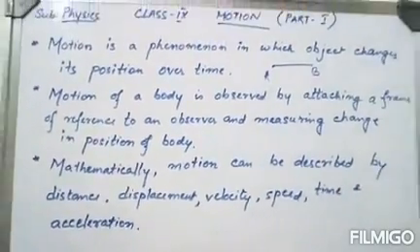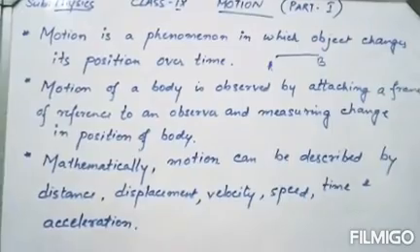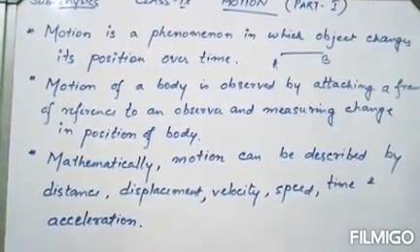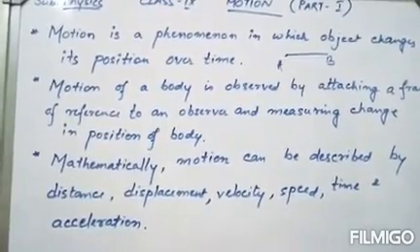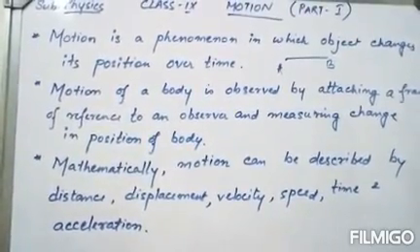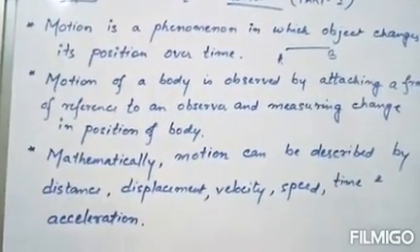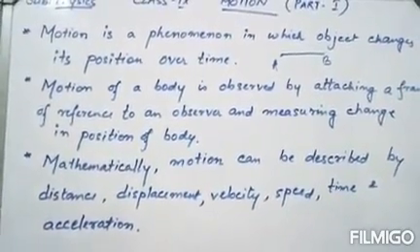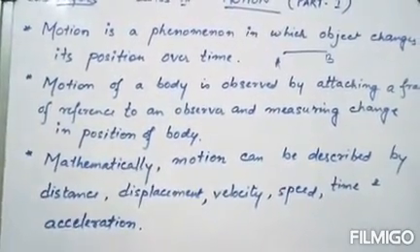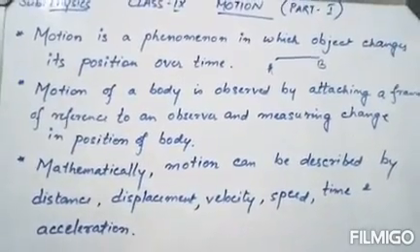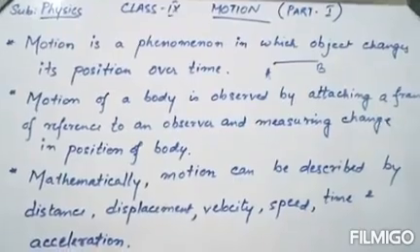So I am telling the points again. Motion is a phenomenon in which an object changes its position over time. That means it's a change of a body with respect to time. At one time if I see a body in one place and then it changes its position again, then it is in motion. Secondly, motion can be observed by attaching a frame of reference of an observer and measuring the change of the position of a body.